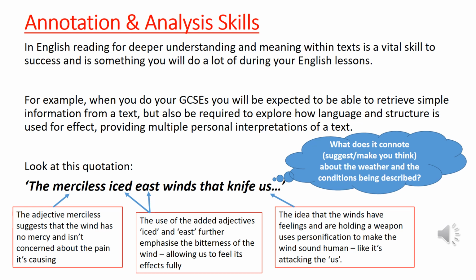So how do we do this then? So what you'd see on the slide is you should see a quotation. Excuse me. And the quotation says, "The merciless iced east winds that knife us." If you press the mouse now, or your teacher does, you'll see that a little thought bubble comes up. And it says, what does it connote?